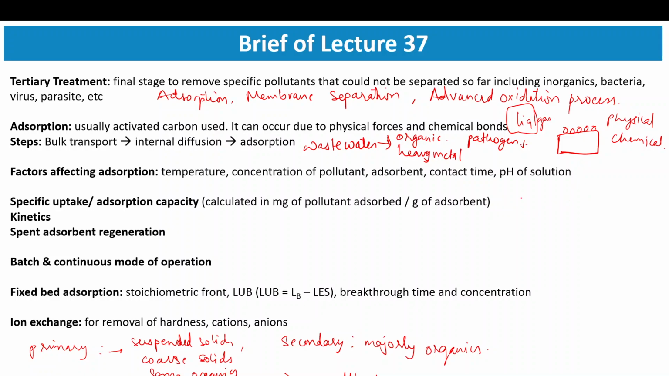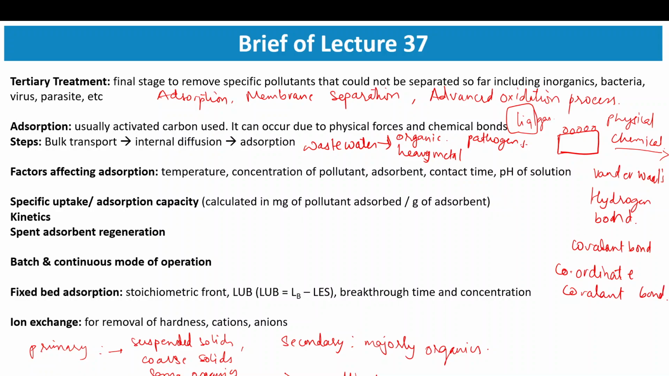Some examples of physical forces are van der Waals force of attraction and hydrogen bonds. Or there can be a chemical bond also. A chemical bond can be a covalent bond. Covalent bond is very strong, but there is still some chance. Then there can be a coordinate covalent bond. So these are a few examples. Also, there can be some electrostatic force of attraction.